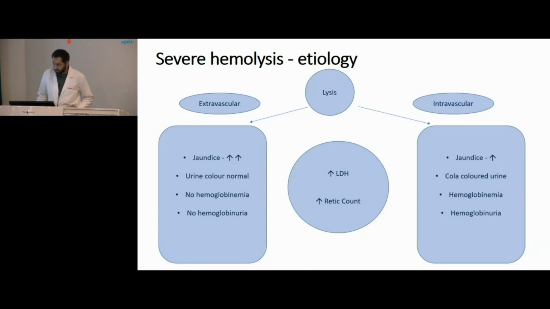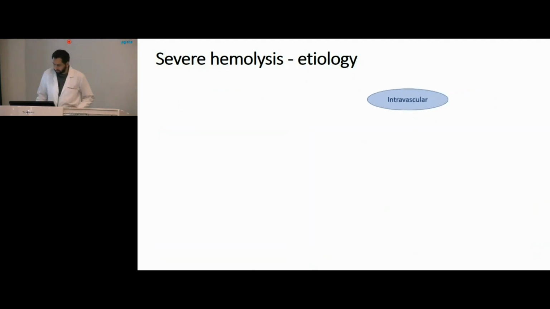In intravascular hemolysis, jaundice will be there, cola-colored urine or hemoglobinuria will be there, and hemoglobinemia will be there. In both these cases, there will be an increase in the LDH and reticulocyte count. So in the index case, jaundice was there, colored urine was there, and hemoglobinemia was there.